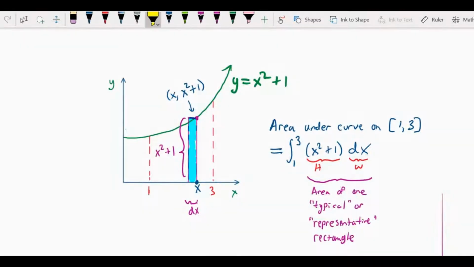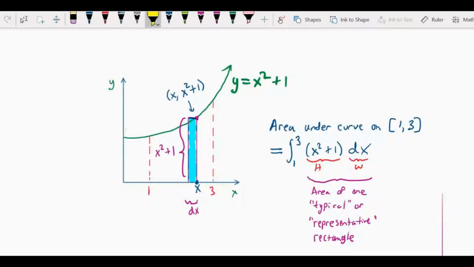Now, if you've watched the video on what goes into an integral, and I hope you have, what you'll realize is that when you integrate to find area under a curve, what you're really doing is finding the height of a typical rectangle, giving that rectangle a width dx, and you're just adding up all such typical rectangles. Again, if you don't recognize the term typical rectangle or representative rectangle, you should go back to the video on what goes into an integral.